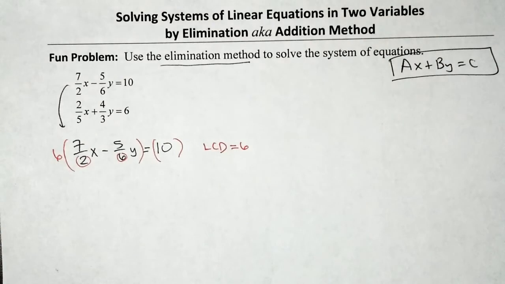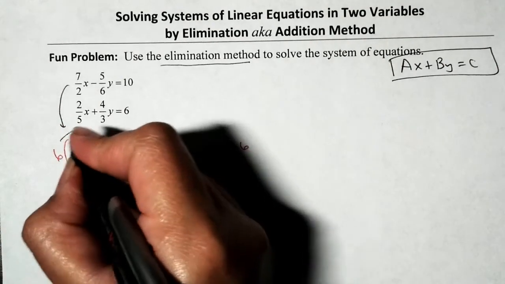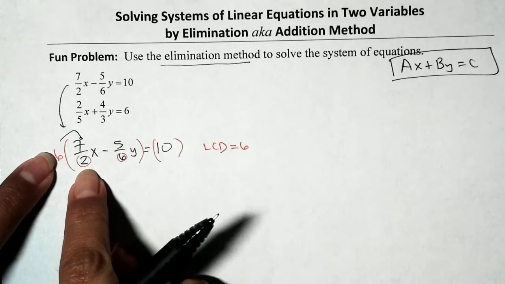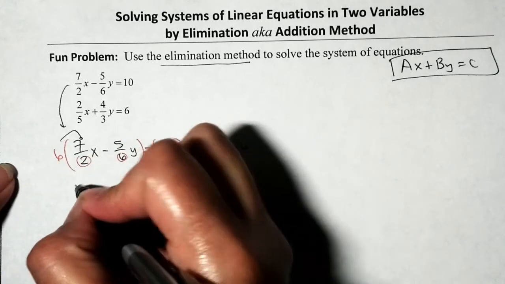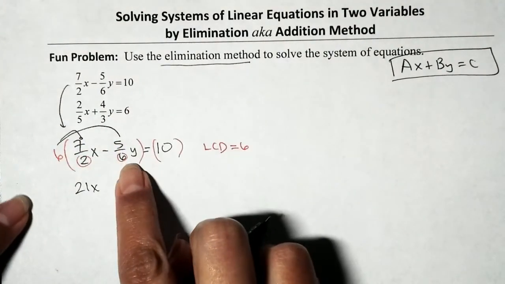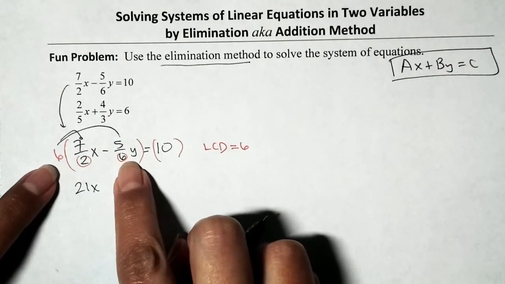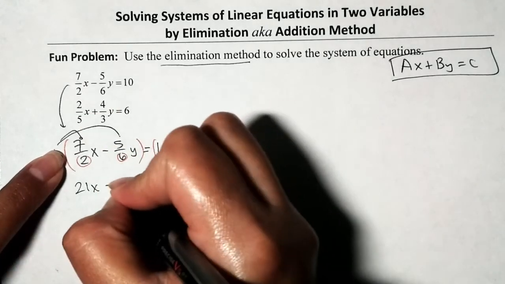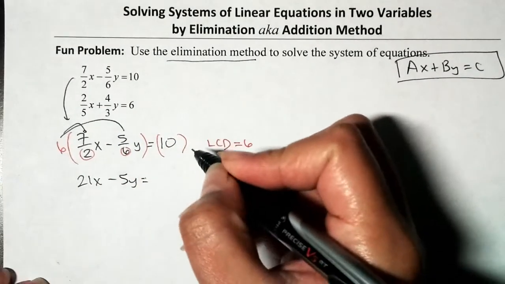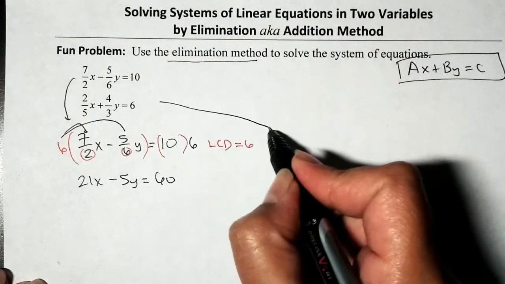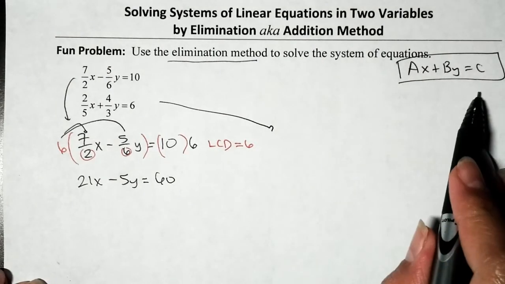So let's do this. 6 times the first thing that we see, 2 goes into 6 3 times, and that will leave us with 3 times 7x or 21x. We keep it going. 6 times the next thing that we see, 6 goes into itself once, so that cancels, and that will leave us with minus 5y, equals the product of 10 and 6, which should give us 60. Fantastic.